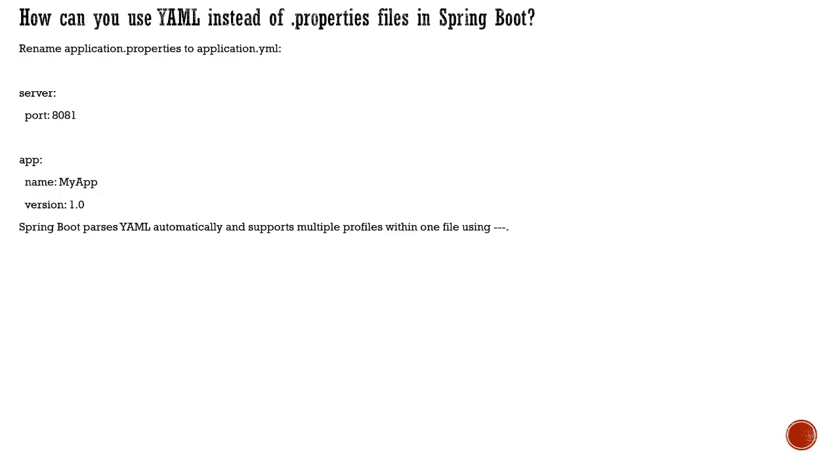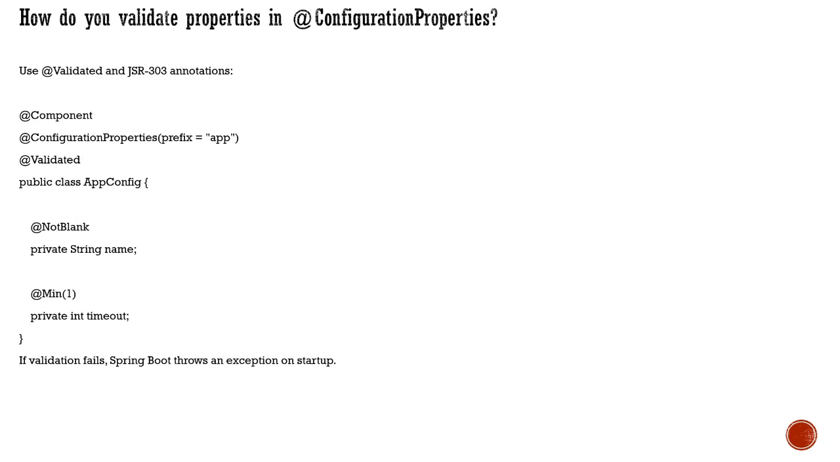Okay, so Spring Boot is going to parse your YML automatically if there is no application.properties, and it is going to support multiple profiles as well. So make sure you maintain it within this, like you are using the triple hyphen over there, right? So make sure you use this.